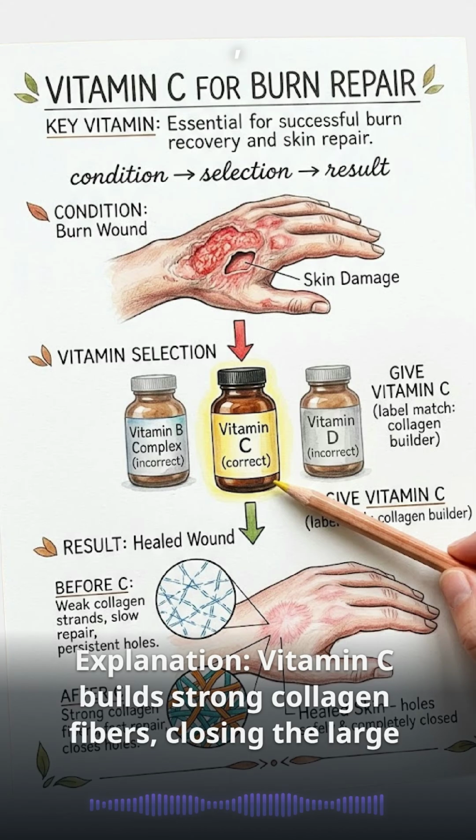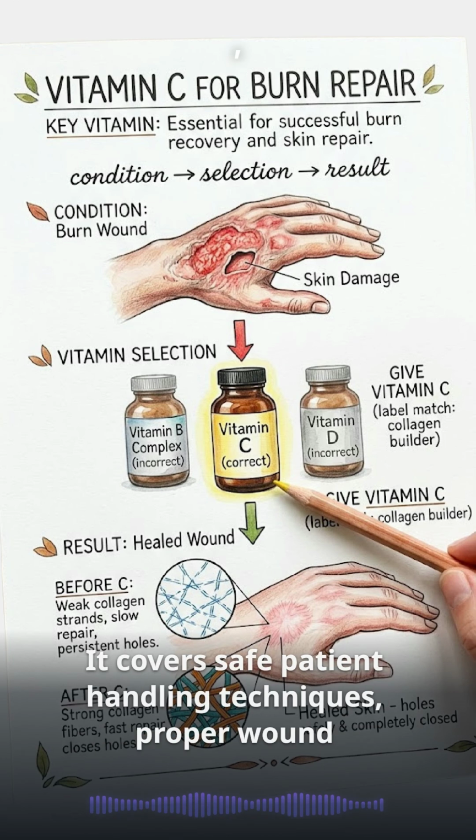Section 4, Geriatric Skincare, Skin Tears, and Moisture Damage. This section addresses the unique challenges of geriatric wound care, specifically focusing on the prevention and management of skin tears and incontinence-associated dermatitis, IAD. It covers safe patient handling techniques, proper wound cleansing without causing further trauma, and appropriate dressing selection for highly fragile skin.